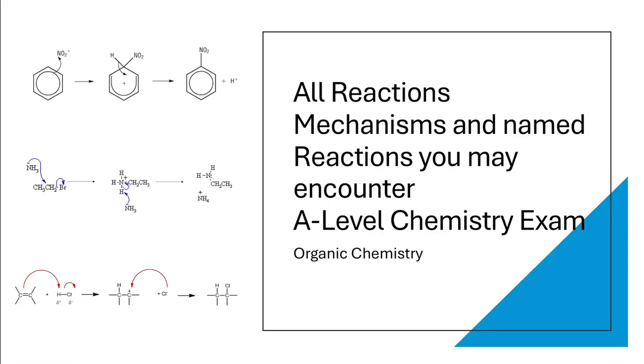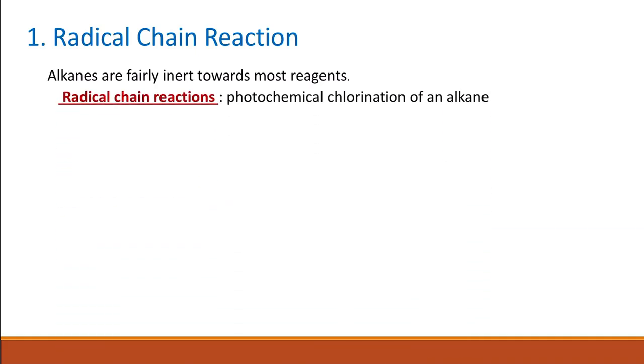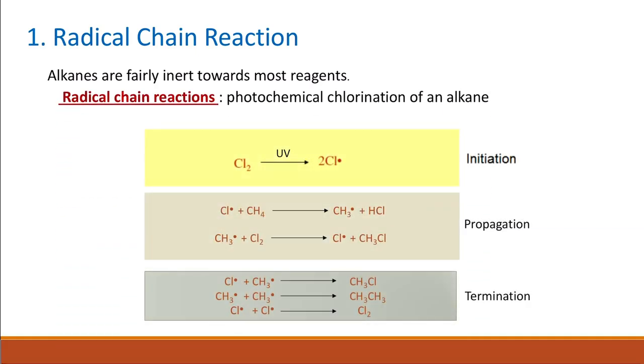These are reaction mechanisms and named reactions you may encounter in the A-level chemistry exam, organic chemistry. The first reaction is the radical chain reaction. This is the reaction of alkanes with chlorine using UV light to make halogenoalkanes, and this is because alkanes are fairly inert towards most reagents. So this is the photochlorination of alkanes to give you chloroalkanes.